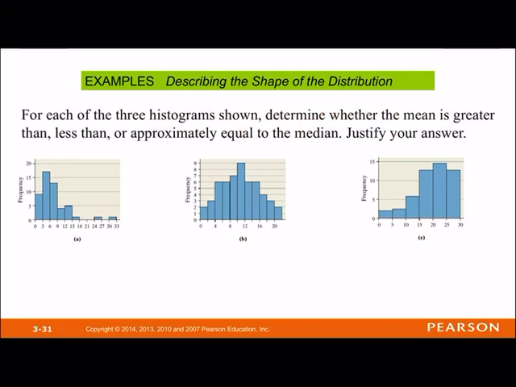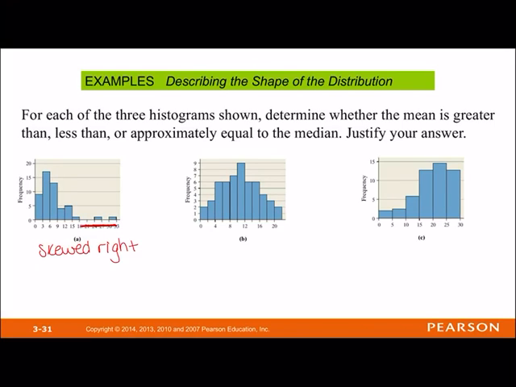Okay, so let's go ahead and describe the shape of these distributions. So for part A, again, the tail is to the right. You care about where the tail is. Okay, so that is going to be skewed right.